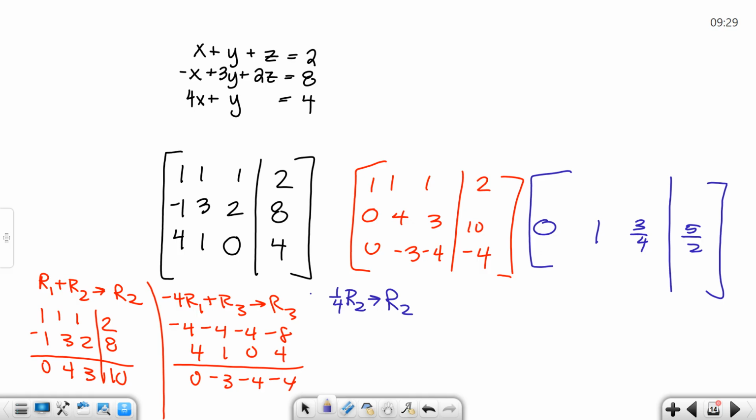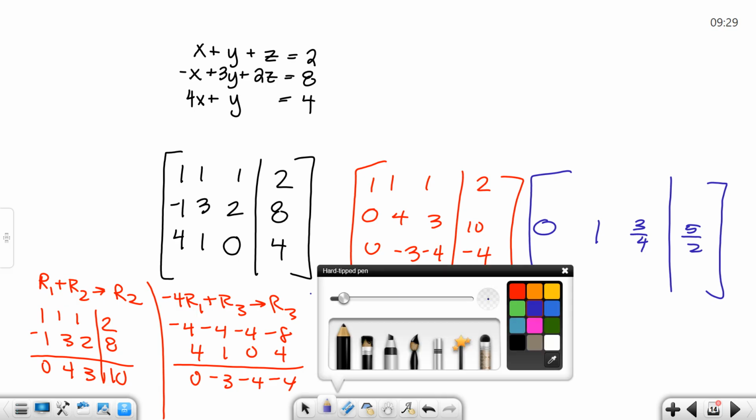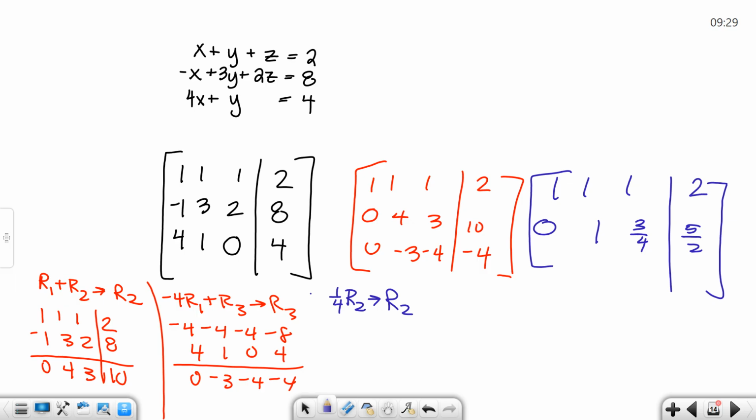So let me double check that one. So I have 4/4, 3/4, and 10/4, which is 5/2. There we go. All right, so now my row 1 is going to stay the same. And then I have to get rid of that -3. So to get rid of that -3, I'm going to say, using this blue one, 3 row 2 plus row 3 would give me a new row 3. 0, 3, 9/4, and 3 would be 15/2.